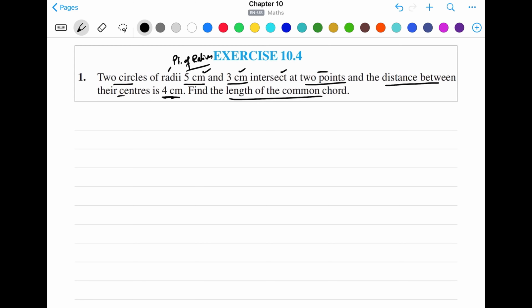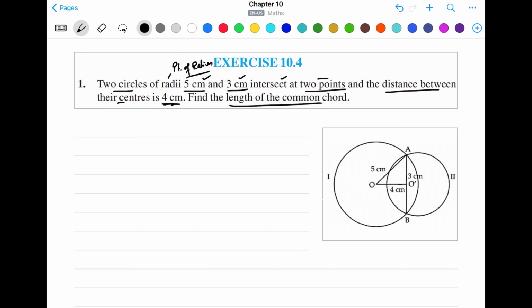So let's first draw its diagram. This is the diagram for this question. We have two circles, one with radius 5 centimeter and the other with radius 3 centimeter. We are given that the distance between their centers, that is O and O dash, is 4 centimeter. This is circle 1 and circle 2. So let's start by writing the given part. This is answer number 1.